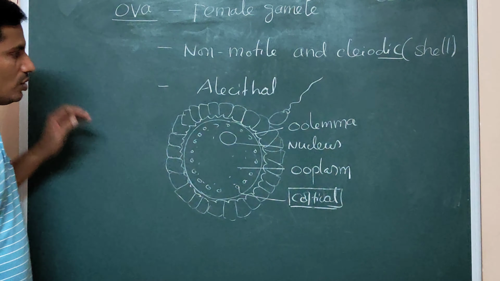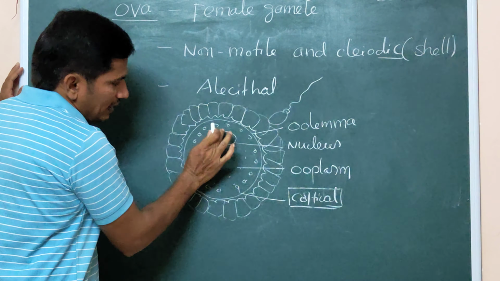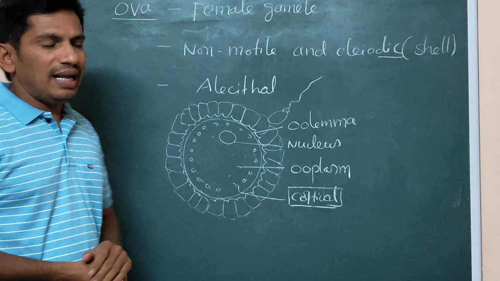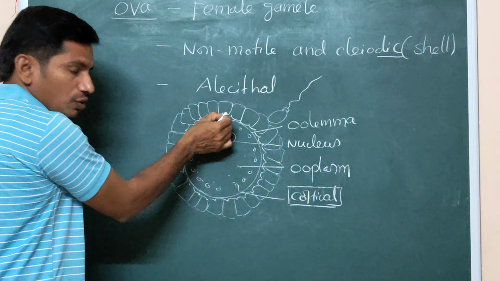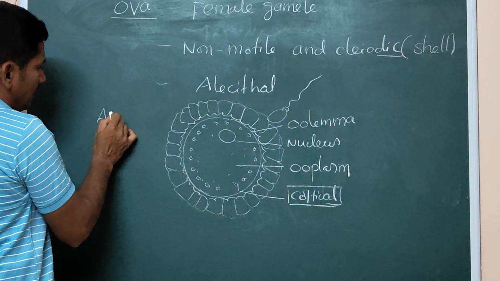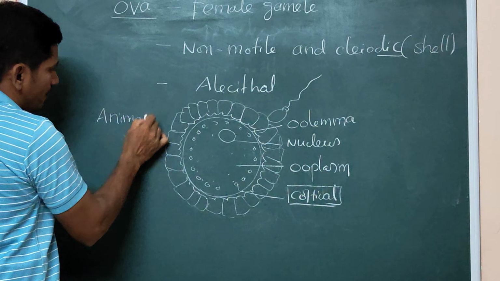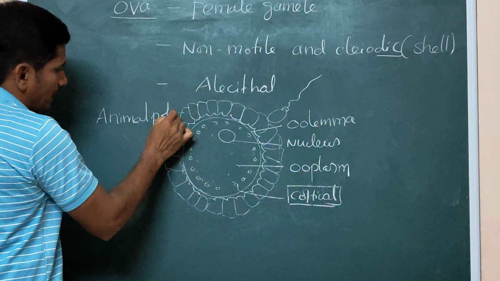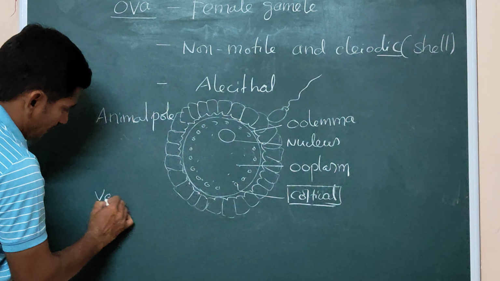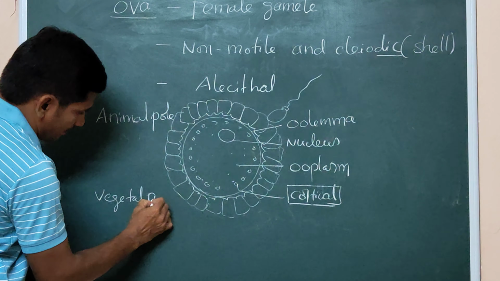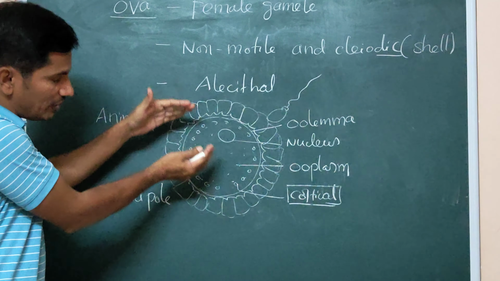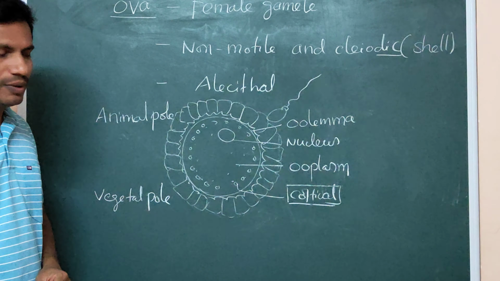So this human ova, the female egg, has a polarity. The nucleus side, this pole, is called the animal pole. What do we call it? Animal pole. The opposite one is called the vegetal pole. The animal pole is where the nucleus is present, and opposite that is the vegetal pole.